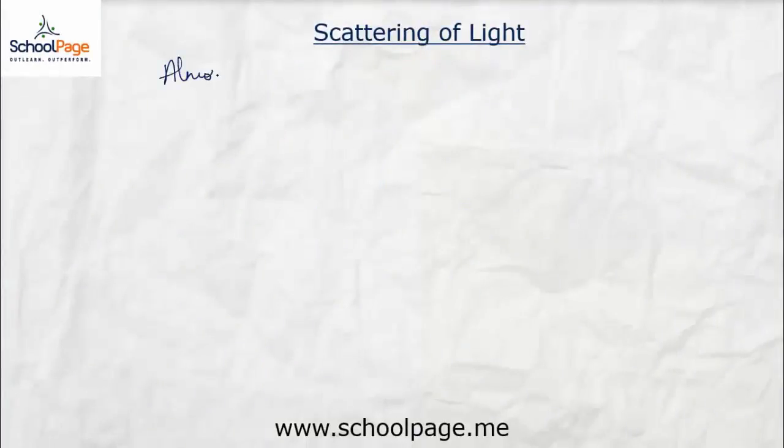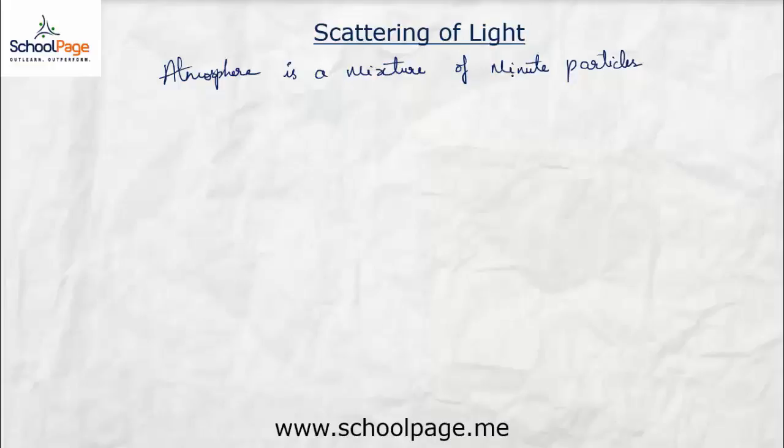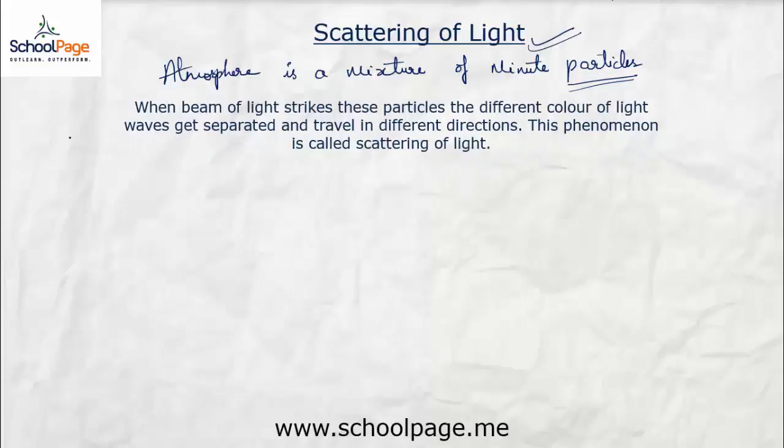The atmosphere is a mixture of minute particles. So when a beam of light strikes these particles, the different colors of light waves get separated and travel in different directions. This phenomenon is known as scattering of light.